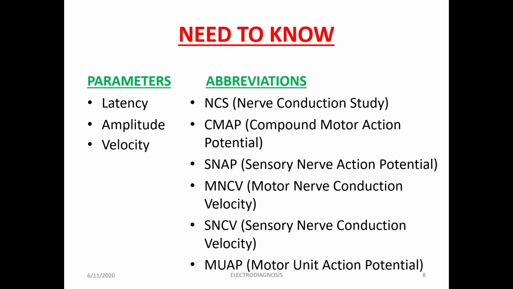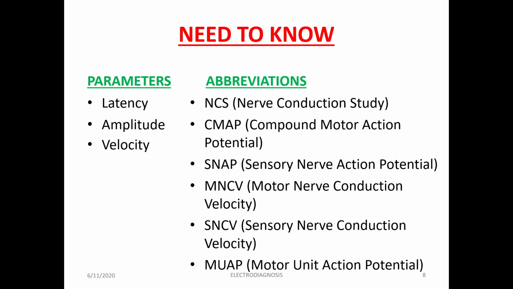Clear? Latency more is suggestive of demyelination. Amplitude less is suggestive of axonal degeneration, and velocity less is suggestive of demyelination. I repeat, latency more is suggestive of demyelination. Amplitude less is suggestive of axonal degeneration, and velocity less is again suggestive of demyelination. Latency and velocity both are telling the same thing. Why? Because the velocity is calculated based on latency only. Clear? The formula of velocity itself contains latency. So the clinical significance will be the same, demyelination.